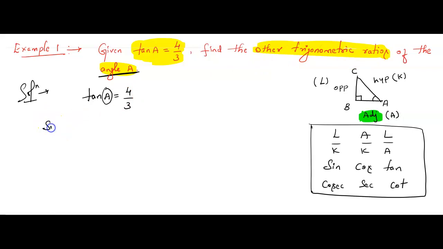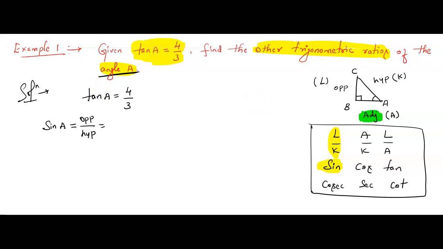First we have to find sine A. So what is sine A? Sine is L by K, correct? What is L? L is opposite. What is K? K is hypotenuse. So in the given triangle, what is opposite? Sir, we don't know. What is hypotenuse? Sir, we don't know, right? Very good children. No problem. I'll tell you how to solve that.